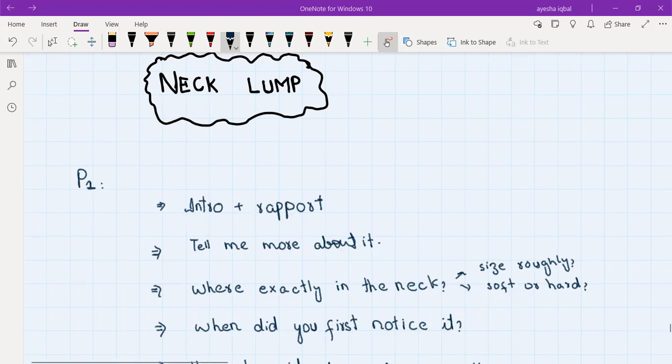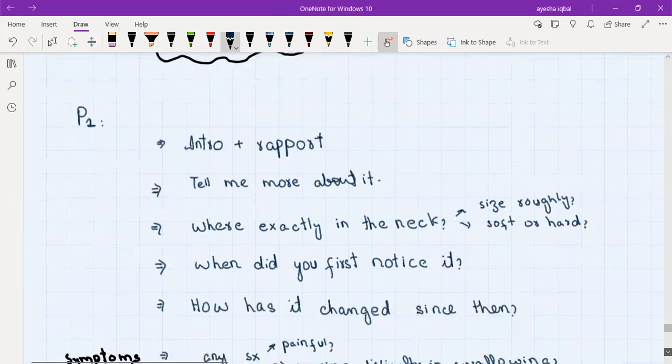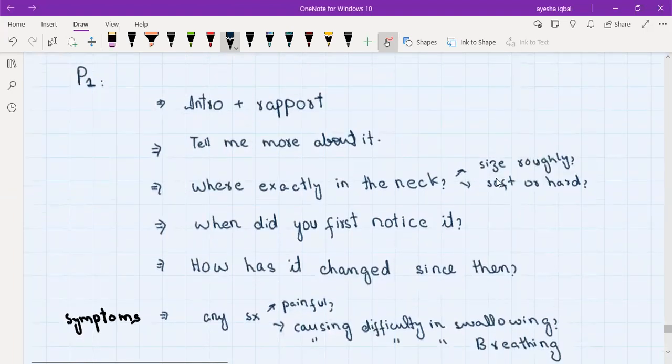And the patient might tell you some details about the neck lump, and then we're going to explore some other details the patient might have missed. So you will ask about the location of the lump, where exactly the lump is in the neck, because depending upon the location, there can be different causes of the lump. So for example, if the lump is in the midline, then it's most probably because of thyroid or thyroglossal duct cyst. And if it is on the side, then it can be a lymph node, etc.